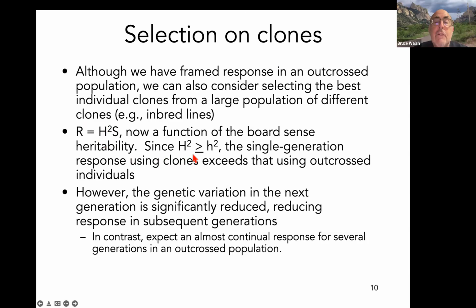When you do that, you find a single generation of response is larger than randomly crossing parents. Why? Because broad sense heritability contains additive variation plus all other variation. So remember, heritability is a ratio of some genetic variation over the total phenotypic variation. In narrow sense heritability, it's the additive variation. In broad sense heritability, it's all the variation, including the additive. So with clones, a single generation selection gives you larger response. Now that might sound useful, and it is, but it's not a great solution.